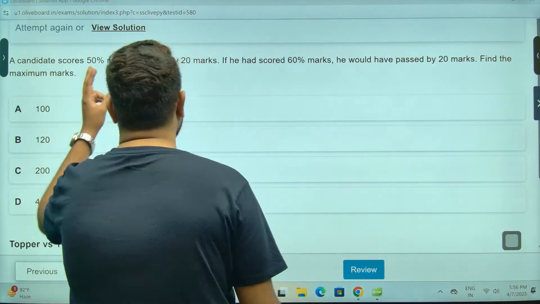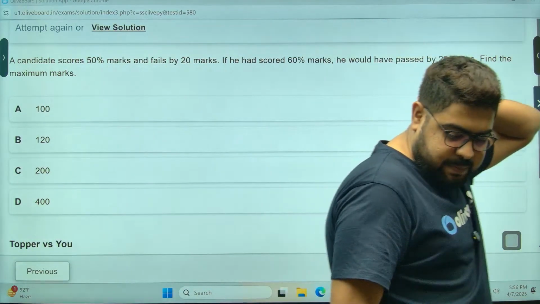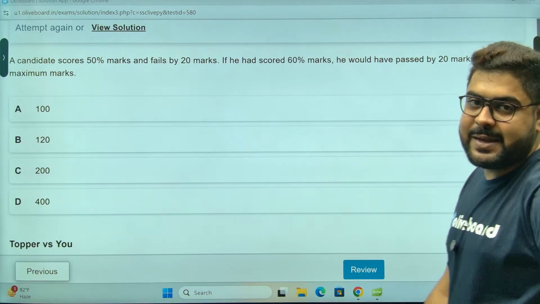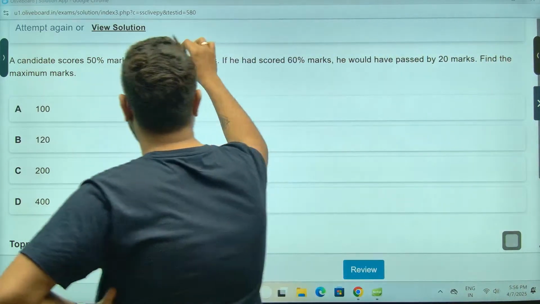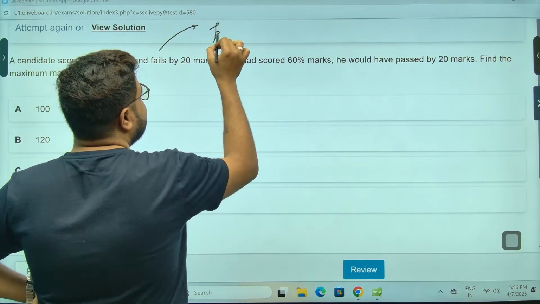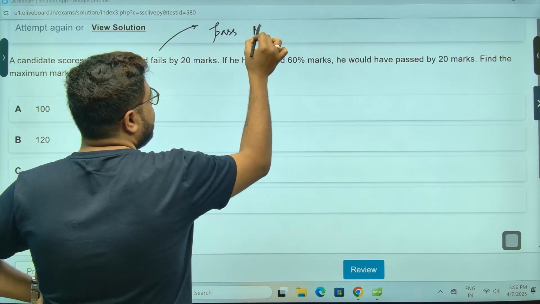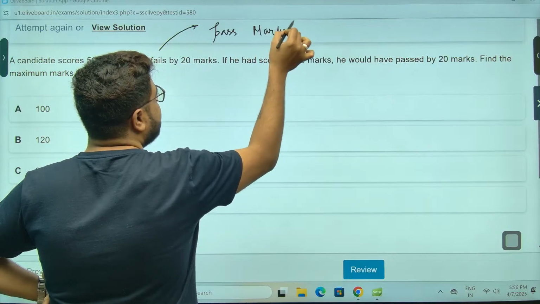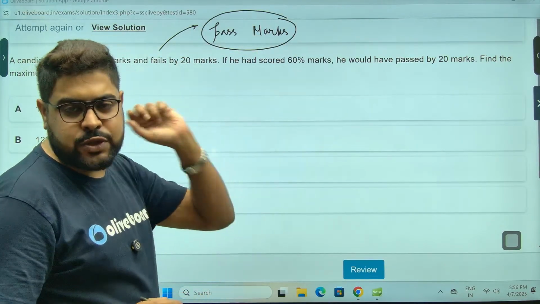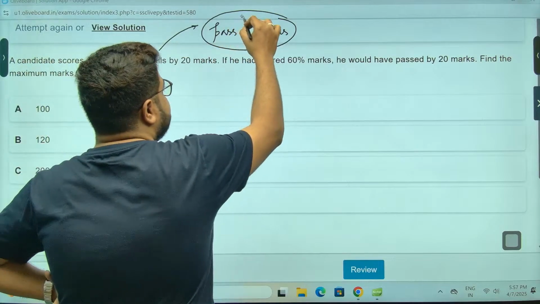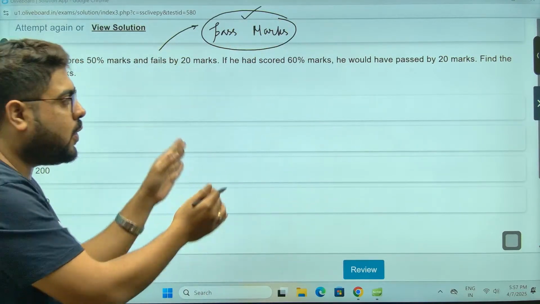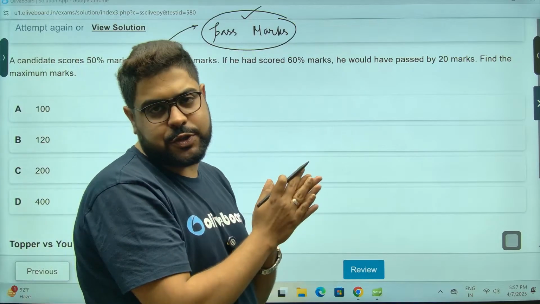Sir, pass fail questions. Whenever you see this type of pass fail question, remember, always make your equation on passing marks. There will always be two situations, so pass marks from situation 1 will always be equal to pass marks from situation 2.